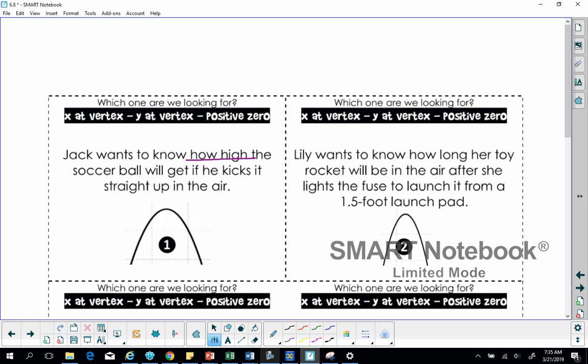Max. Y-intercept would be like where it starts. So if it starts at the ground, that would be his y-intercept. But if he wants to know how high the ball is going to go, this would be my max. That's all you're doing.